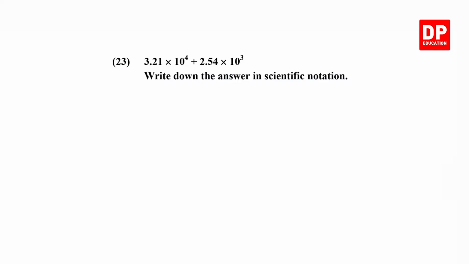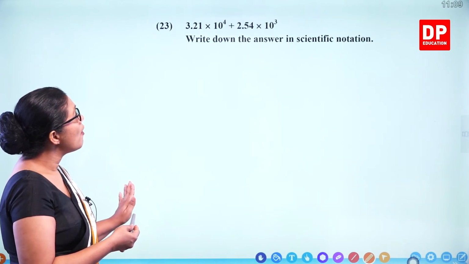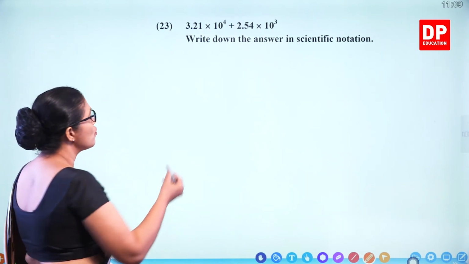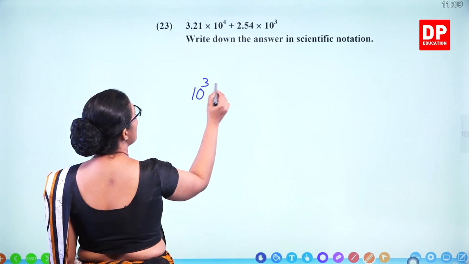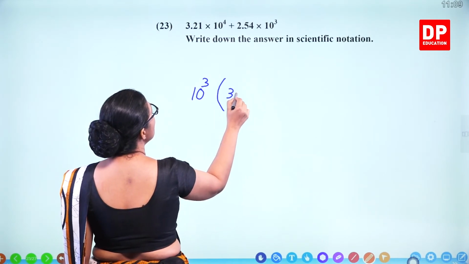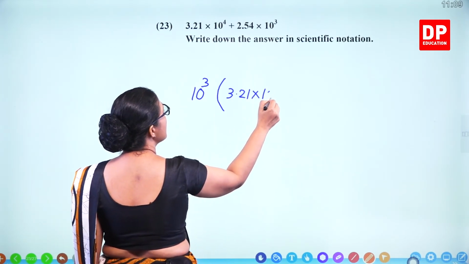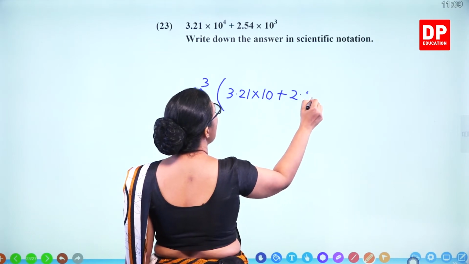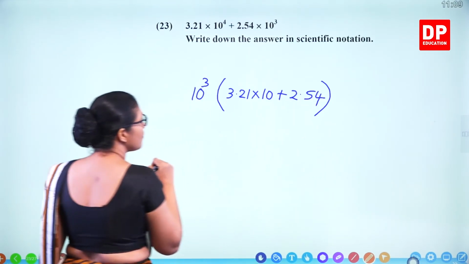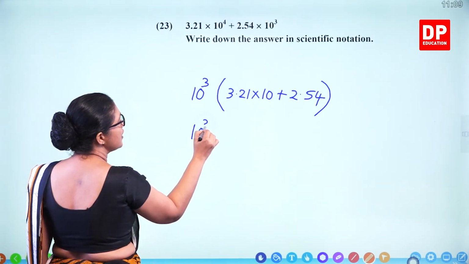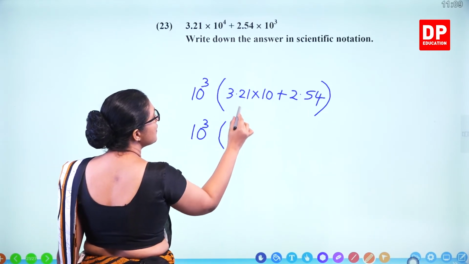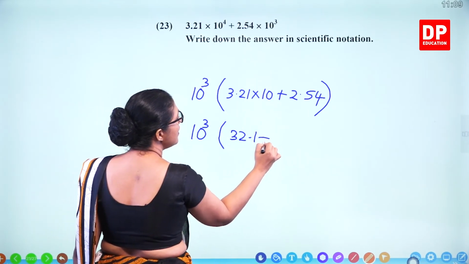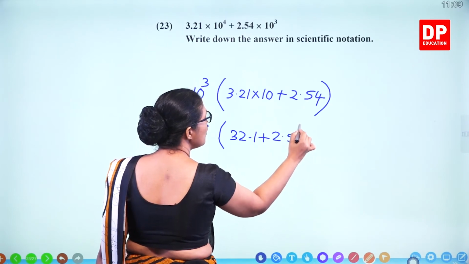Question number 23. Write down the answer in scientific notation. So it's an addition. It's easy to take the common factor first: 10 to the power 4, 10 to the power 3. So 10 to the power 3 is common. Take it out. What's remaining? 3.21 into 10 here, and here 2.54, times 10 to the power 3. This is 32.1 and 2.54. Just add those two.